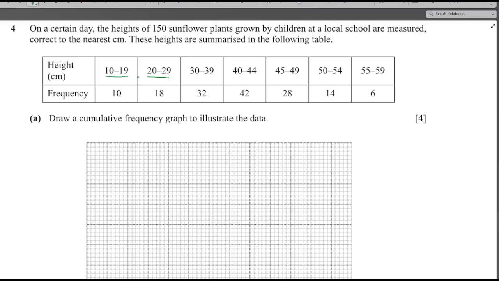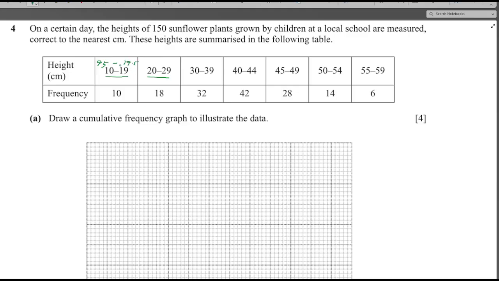Because a height of 19.5 is also possible, 19.9 is also possible. So where will I include that 19.5? Therefore, we first have to get rid of this gap. How do we do that? We first figure out the difference, which here is 1. Then we take half of that and add it to the upper value, so it becomes 19.5, and subtract the same from the lower value. So my class, instead of 10 to 19, becomes 9.5 to 19.5.